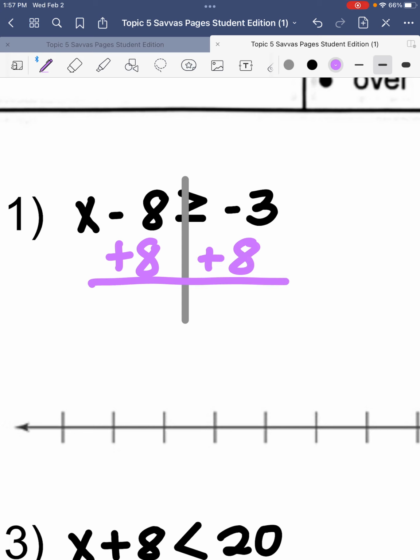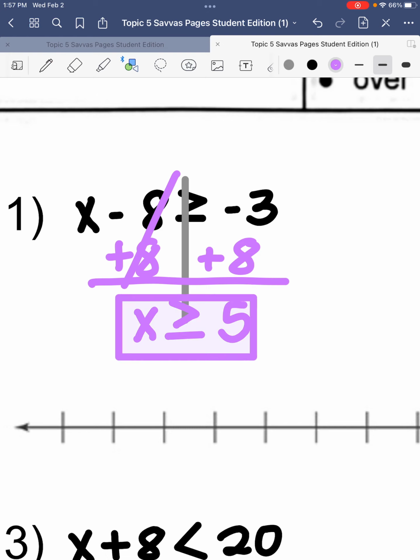So on the side with the x, the 8's cancel out. X is by itself. My inequality sign stays the same, greater than or equal to. And negative 3 plus 8 is 5. So x is greater than or equal to 5. That's our solution, but now we have to graph that solution.